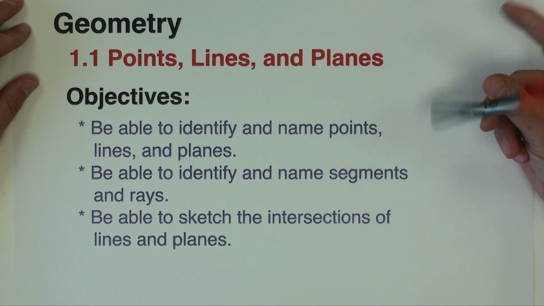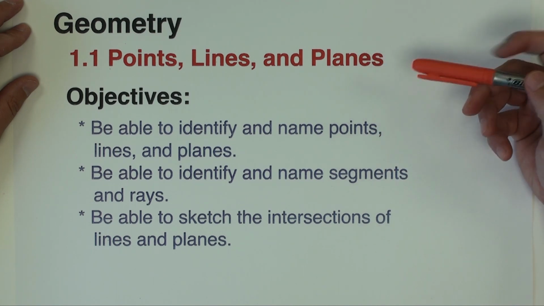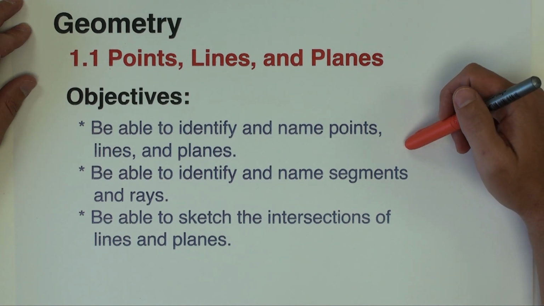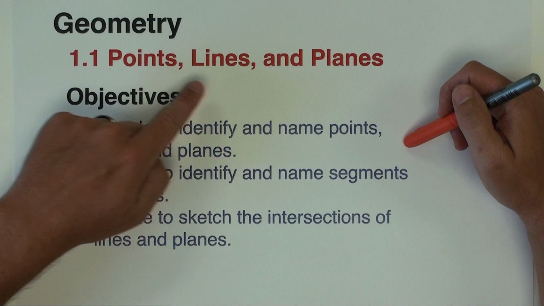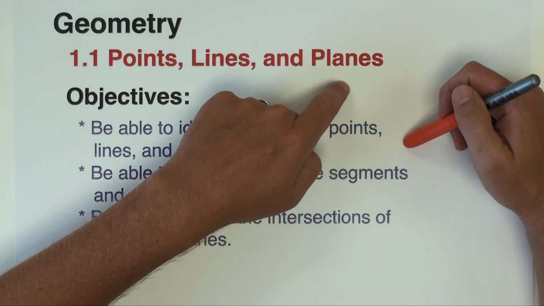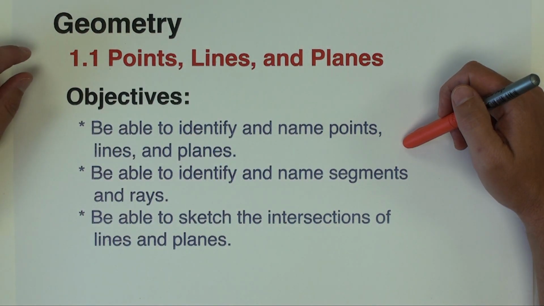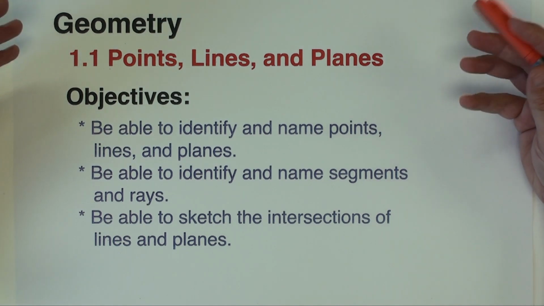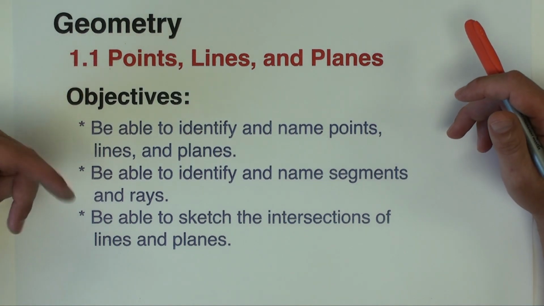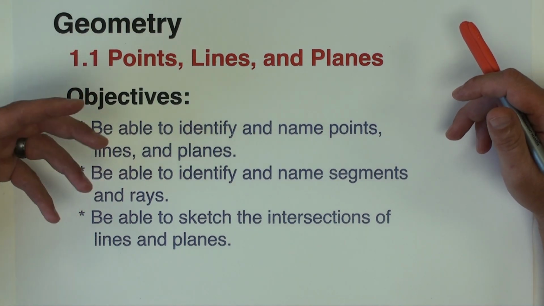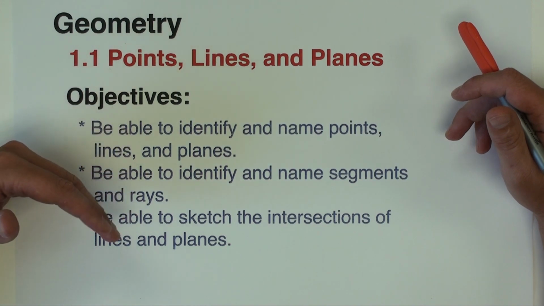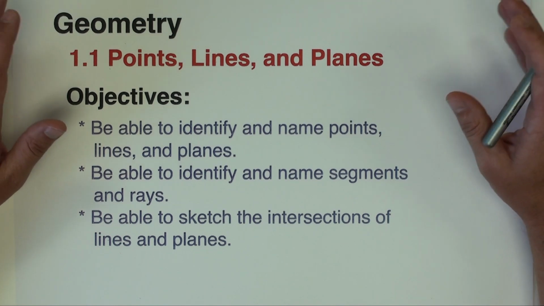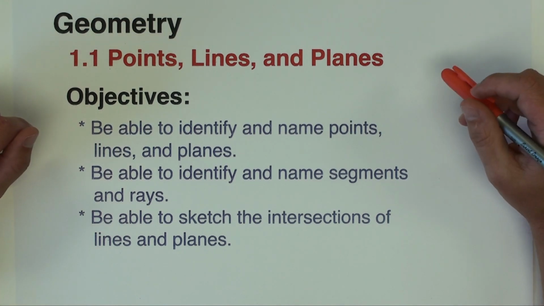This video is going to be the first video in a geometry unit, typically chapter 1 or unit number 1 in a geometry text. The title of this lesson is called Points, Lines, and Planes. These are what we call our undefined terms in geometry. They are basic building block pieces that we'll use to build other more complicated things. So in this lesson, we're going to learn how to identify and name points, lines, and planes. We're then going to extend those to segments and rays, and we'll go over how we can make some sketches of some of these things as well.